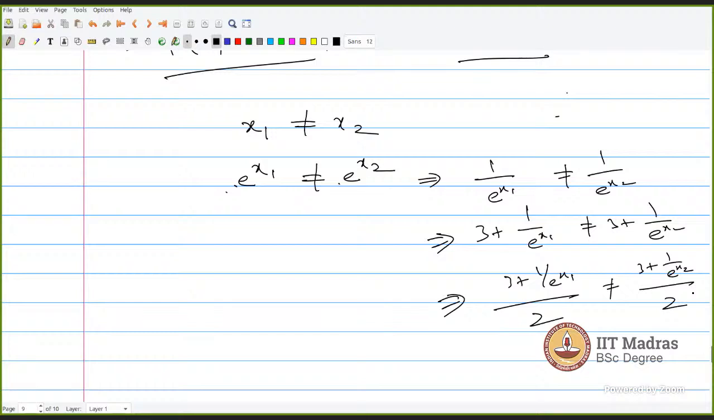See, these all imply that if x1 is not equal to x2, then e to the power x1 will not be equal to e to the power x2, because the exponential function is strictly increasing. So it is a one-to-one function. Once this is not equal, reciprocals will also be not equal. Even if I add 3 to that, it will not be equal. 3 plus 1 by e to the power x1 will definitely be different from 3 plus 1 by e to the power x2. Even if I divide it by 2, it will not be equal. Again, if I take the reciprocal, it will not be equal.